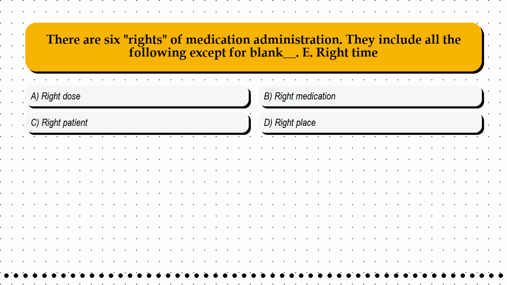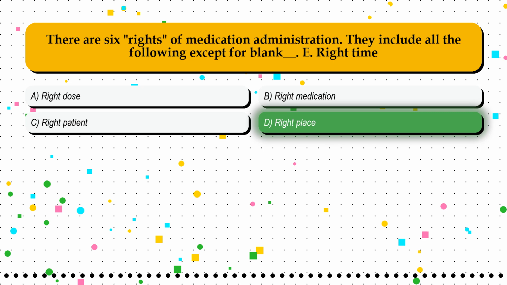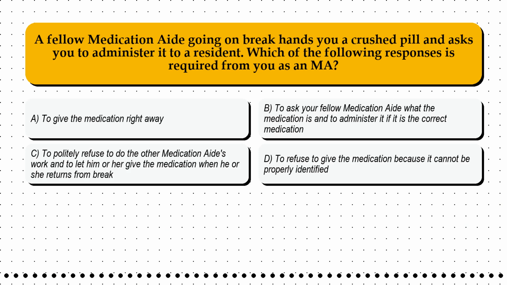Question 10. There are 6 rights of medication administration. They include all the following except for blank. E. Right time. Option A. Right dose. Option B. Right medication. Option C. Right patient. Option D. Right place. The correct answer is option D. Right place.